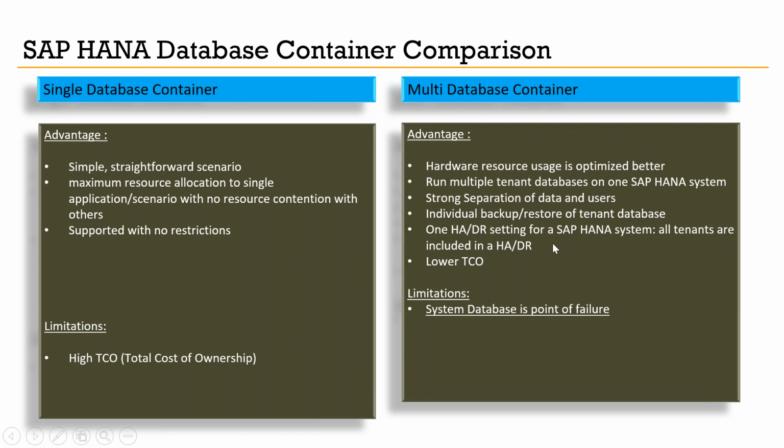The lower TCO: the cost is lower in multi-tenant because you will be running multiple tenants on the single hardware, and you will be having one OS license. But if you want to run multiple databases with single data containers, then you require multiple OS. Here, you can run multiple tenant databases on one OS license. So in multi-data container, the cost will be lower.